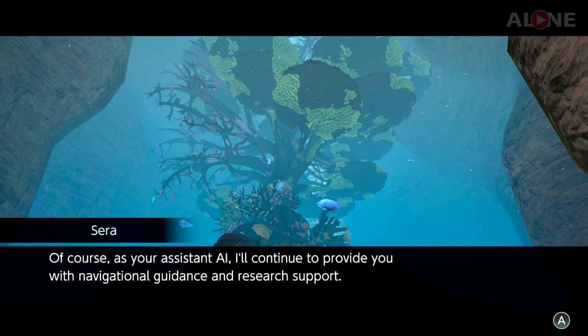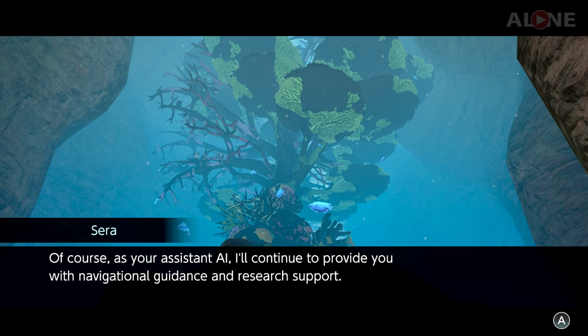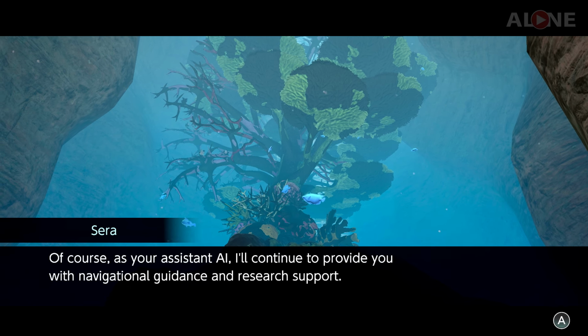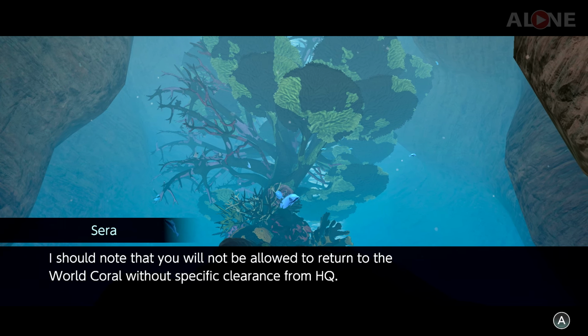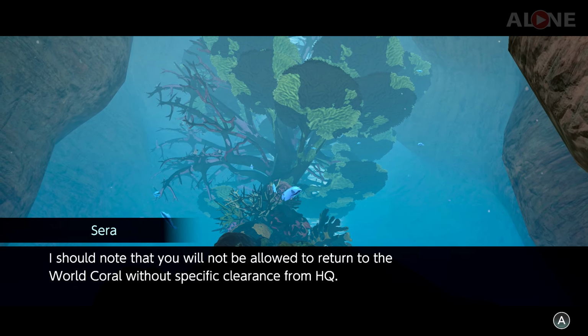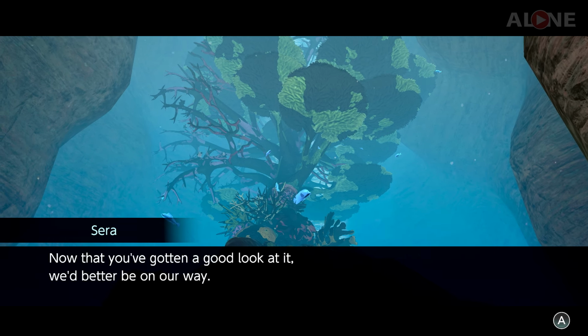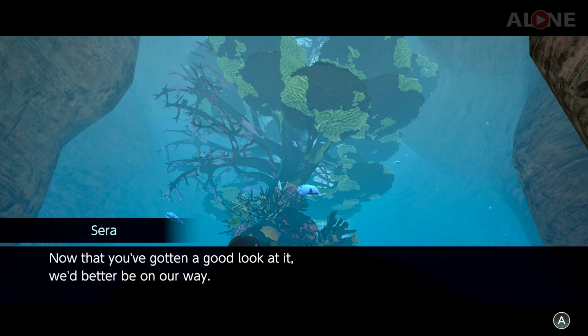Of course, as your assistant AI, I'll continue to provide you with navigational guidance and research support. I should note that you will not be allowed to return to the world coral without specific clearance from HQ. Now that you've gotten a good look at it, we'd better be on our way.